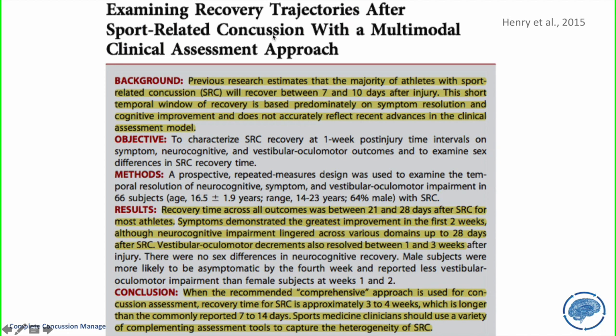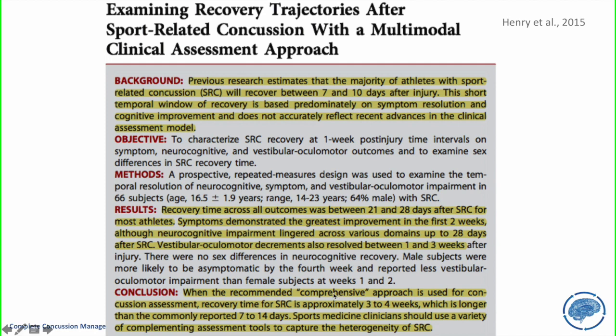So this one here used a multimodal clinical assessment approach, and look at the results here. Recovery time across all outcomes was between 21 and 28 days. So see what that automatically did? If we go back to the Berlin return to learn, return to play strategy, you can be cleared within 7 days of having your injury. But when you throw some objectivity in there and have a multifaceted approach, we see that these athletes aren't being cleared until that 3 to 4 week mark, which is exactly where we want them.